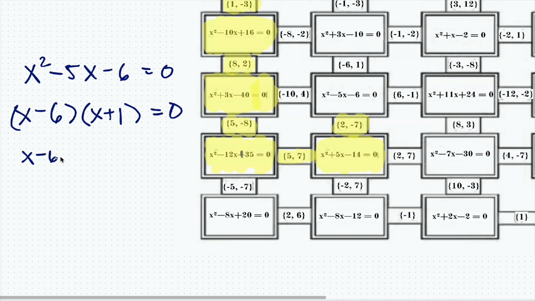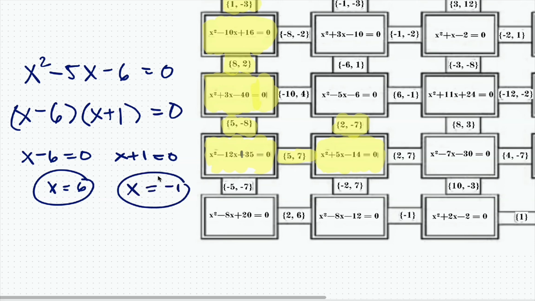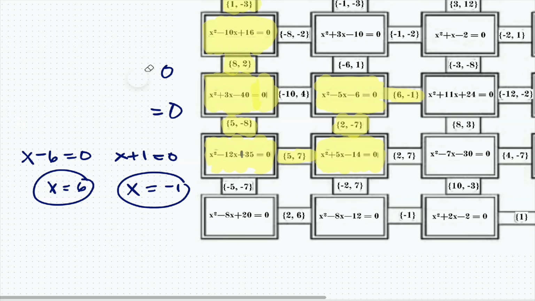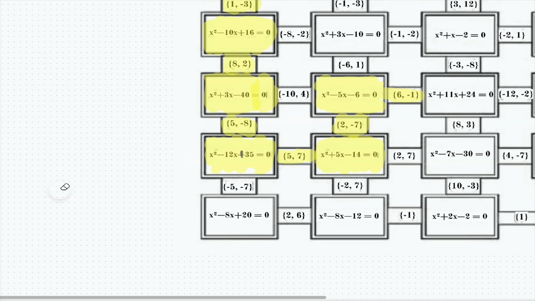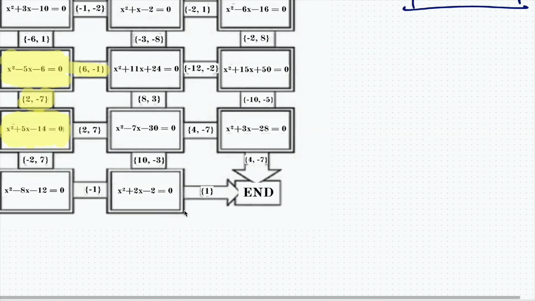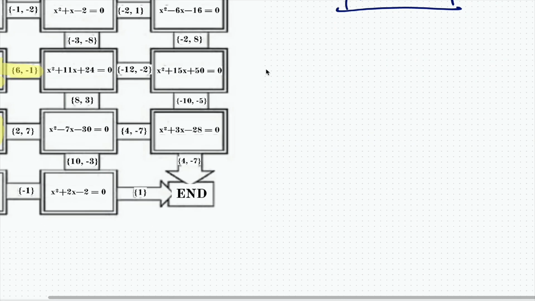Okay, x minus 6 equals 0. X plus 1 equals 0. X equals 6. X equals negative 1. Okay, let us check 6 and negative 1. There you go. Okay, as we move on, I think the process is getting much easier. When you practice a skill, you become way faster than before.